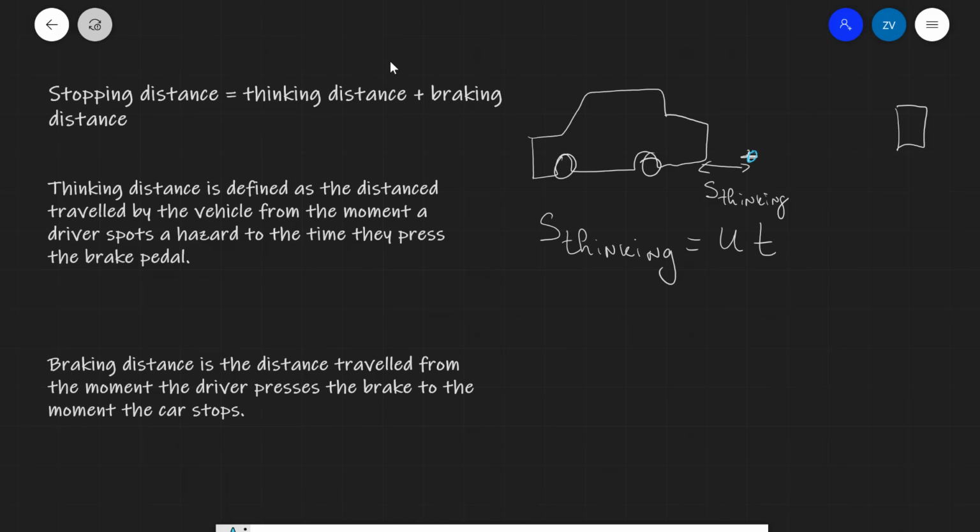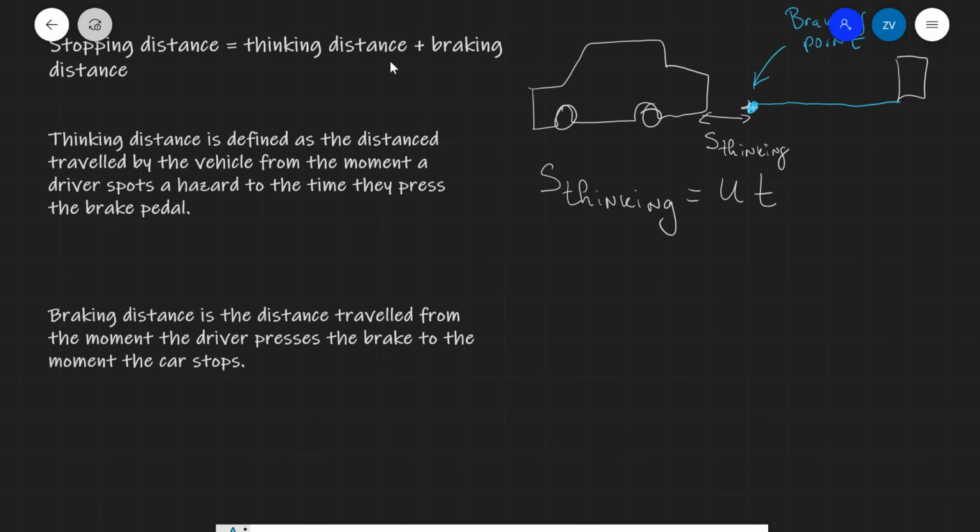Now, as soon as we reach this point, the driver presses the brake pedal and the car starts to decelerate. So let's say that here is the braking point. At this point, we actually press the brake pedal. Now, in this case, we're going to have some negative acceleration.